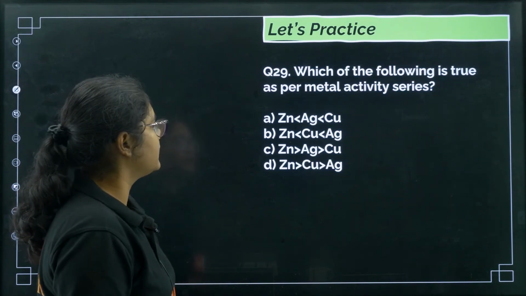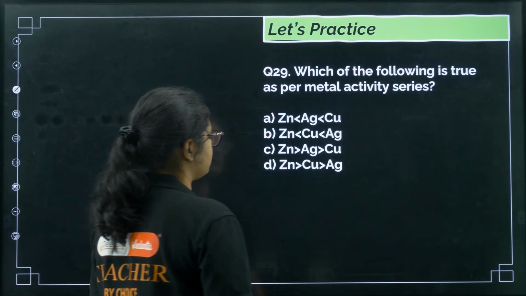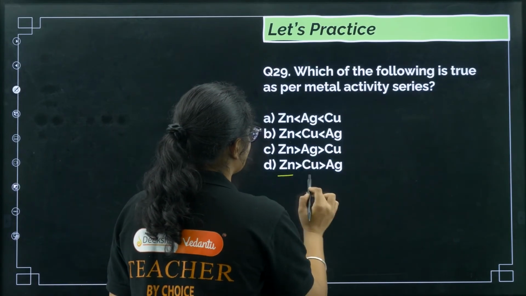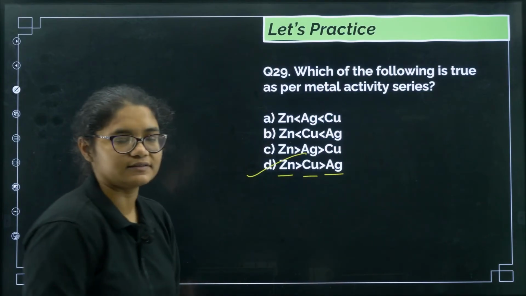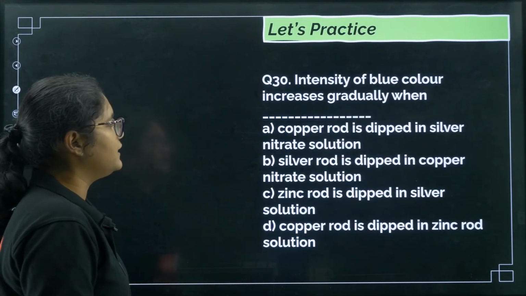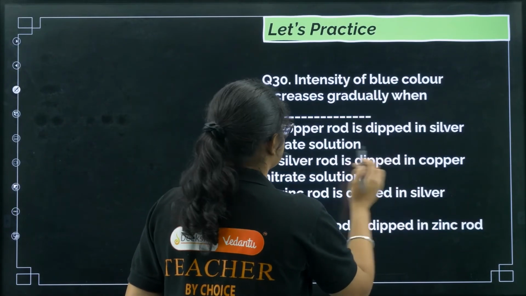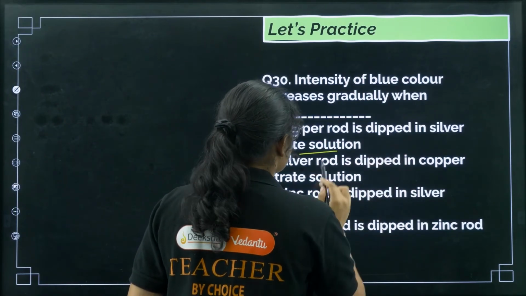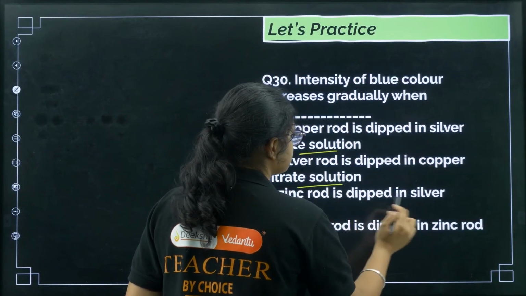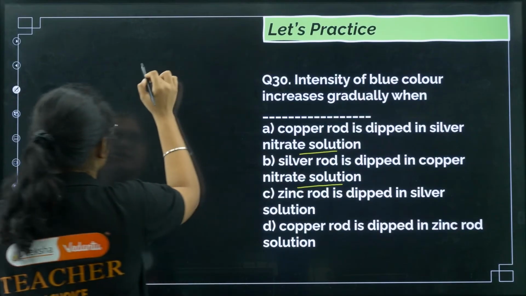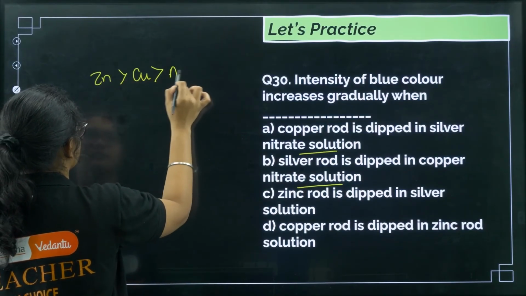Which of the following is true as per the reactivity series? So if you remember, the reactivity series is zinc is more reactive than copper than silver. Option number D is the correct answer. Next, 30, intensity of blue color increases gradually when copper rod is dipped in silver nitrate solution, silver rod is dipped in the copper nitrate solution, zinc rod is dipped in the... So we have the order like this: zinc is more reactive than copper than silver, right?